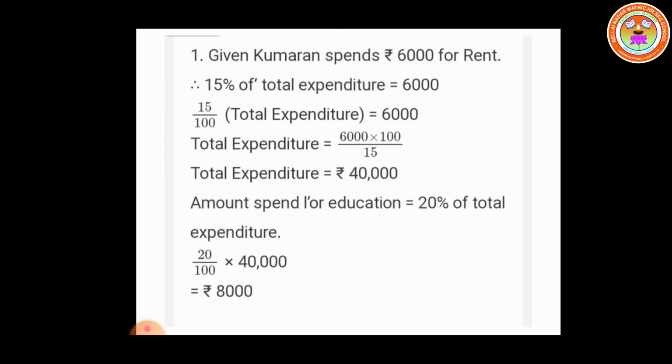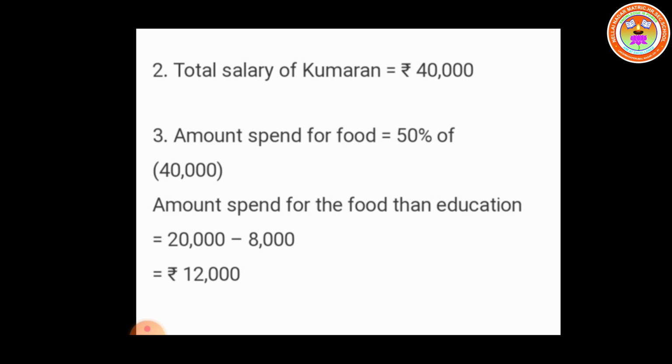Asked: amount spent for education. That is equal to 20% of the total expenditure. That is 20 by 100 into 40,000. So when we divide, we will get the amount spent for education is equal to rupees 8,000. Second question: what is the total salary of Kumaran? Already we found. The total salary of Kumaran is equal to rupees 40,000.